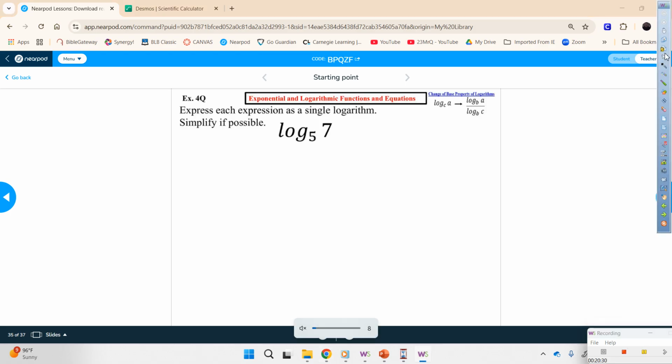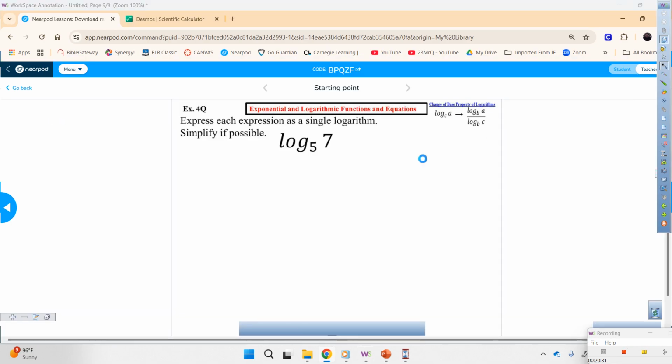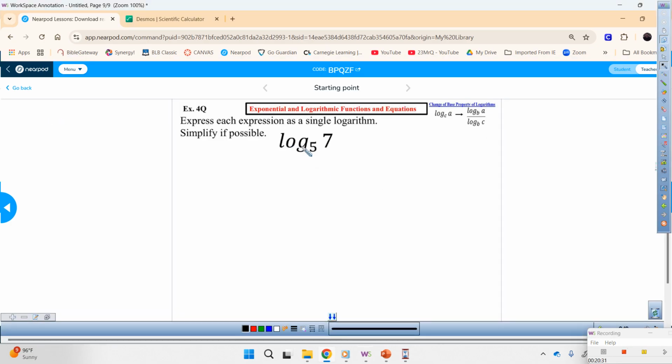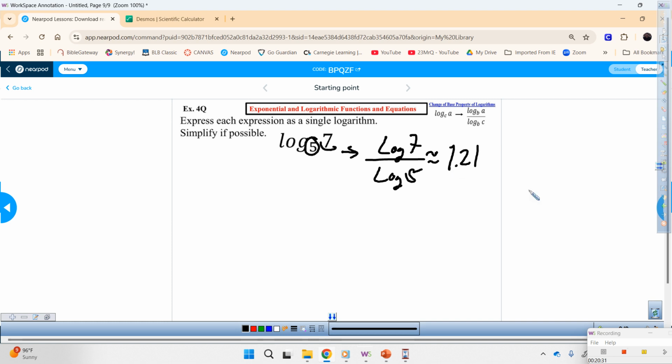All right, so once again, if we are given a log with a different base from the given number, we make that into a division, log 7 over log 5, and that was, what was it, 1.21? 1.21, approximately. From 1 to 5, how comfortable are you with the change of base property? All right, 4 or 5, okay.